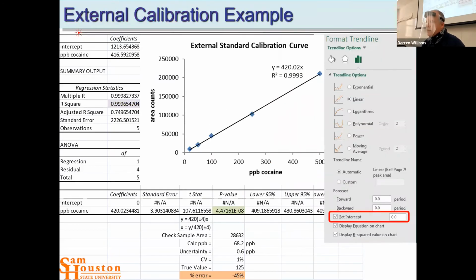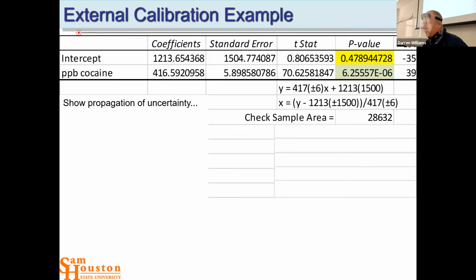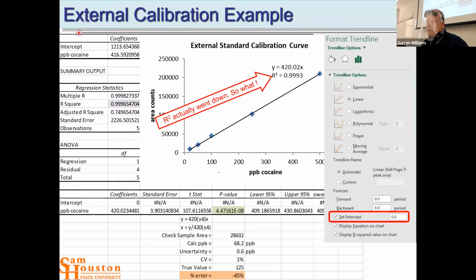So we set that intercept to 0 for the trend line, and we also redo the regression analysis, setting that intercept to 0. And we'll see that some things have improved. R squared went down, but that's really not a big deal. We really aren't as interested in R squared as we are the p-value. Look here, it was one chance in a million. Now it's one chance in 100 million.